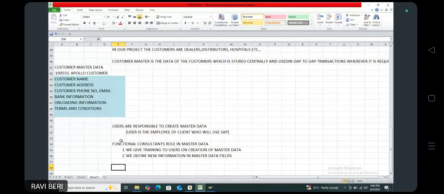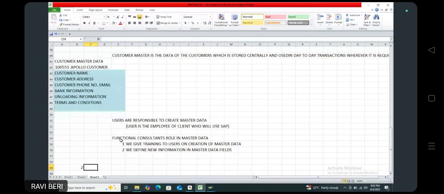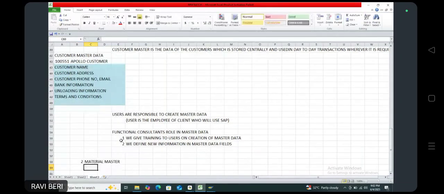Next, take this material master. It is the data of the product which is stored centrally.